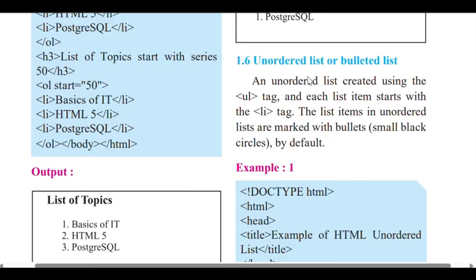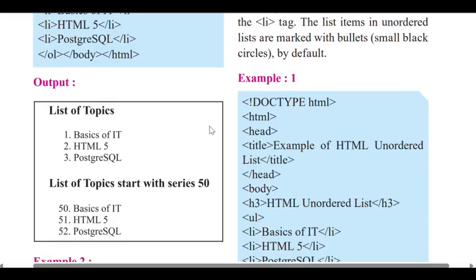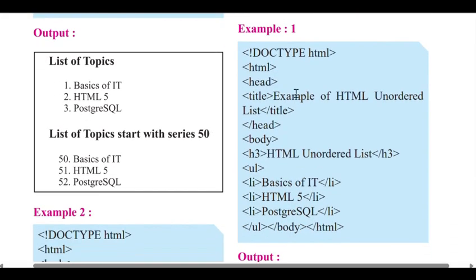Now there is an unordered list or bulleted list. Now we have seen the ordered list that begins with numbers. Now we are going to see about unordered list or bulleted list. An unordered list is created using the UL tag, and each list item starts with the LI tag. The list items in an unordered list are marked with bullets, small black circles by default.